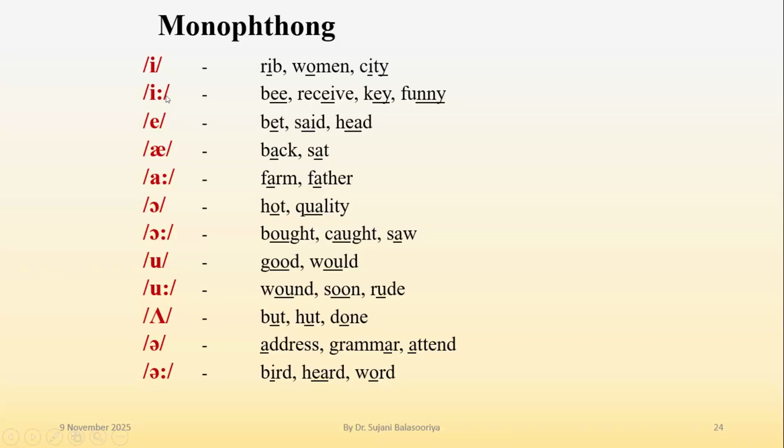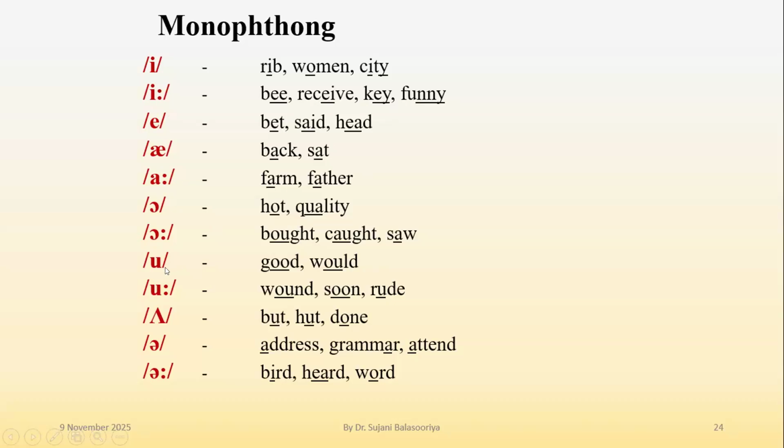And the second vowel sound, long e, like in be, receive, key, likewise. Next, third one, e, like in bed, said, head. Next one, ae, like in back, sat, cat. Next one, like in farm, father, calm, harm. Next one, be familiar with the symbol for each and every vowel sound. Next one, hot, o, like in hot, quality. And next one, like in boat, coat.